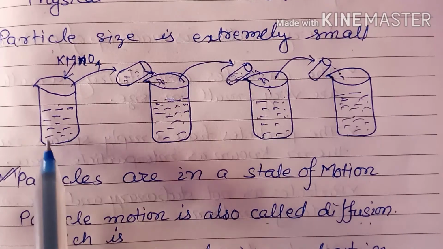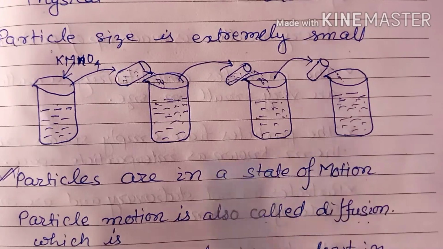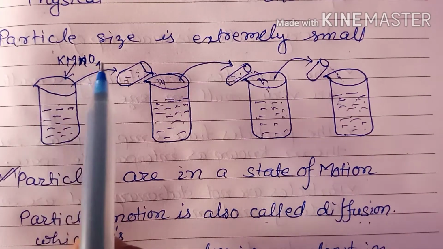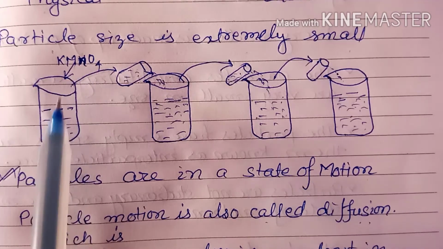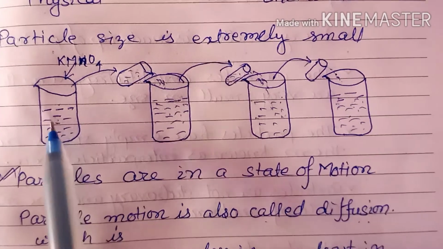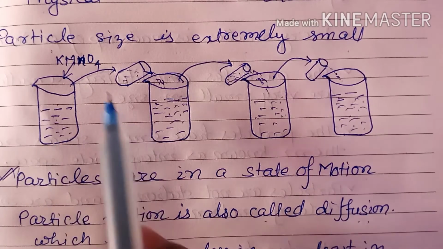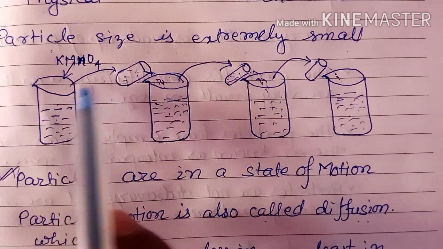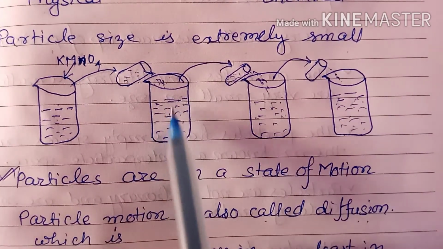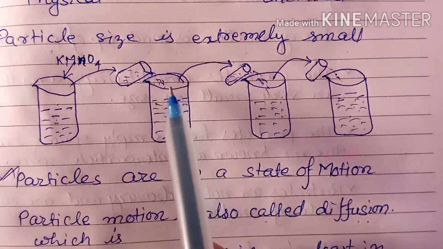For this one we'll take a few beakers, and in these beakers we'll fill water, and in the first beaker we'll take KMnO4, that is potassium permanganate, a little amount, whose color is purple, and we will mix it in the first beaker, and after mixing, the color of the solution will become purple. And after this, if we take a little amount of this solution into another beaker, the second beaker, after some time it will diffuse, and after diffusion it will become purple in color.